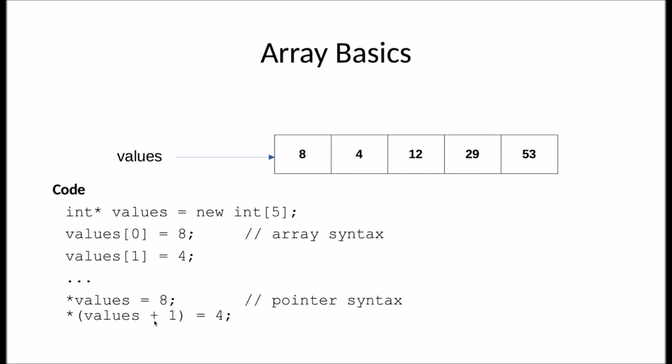I can also use the offset, the index, to add to the starting address. So this simply uses the starting address plus one element further. So it's the starting address of 8, and one element further gives me the second element in the array. And then I use the dereference operator to go to that location. So it's go to the address plus 1 and then assign 4 to it.